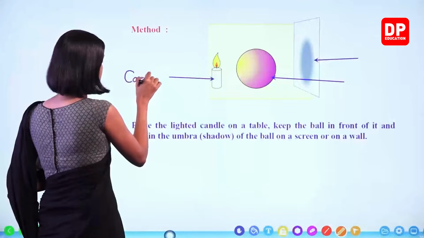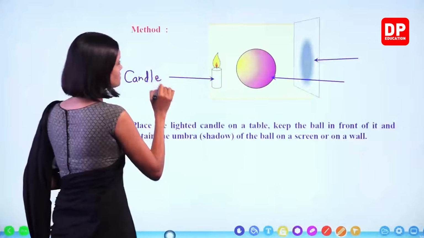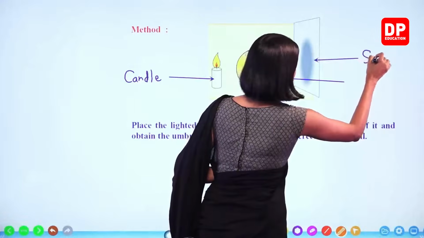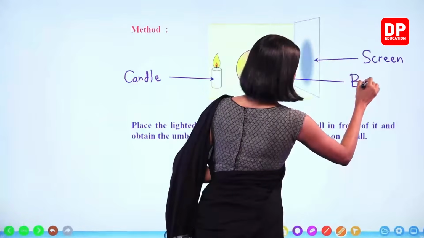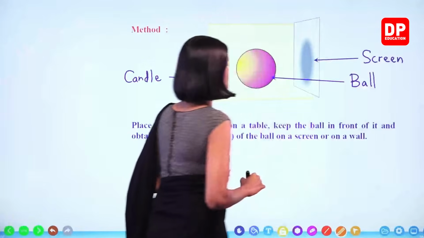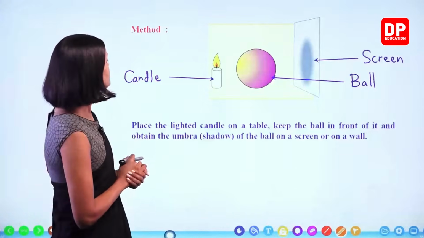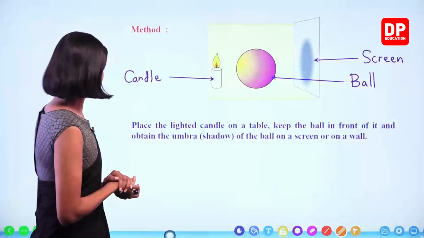Candle, screen, and the ball. Right, children? So what are the steps?